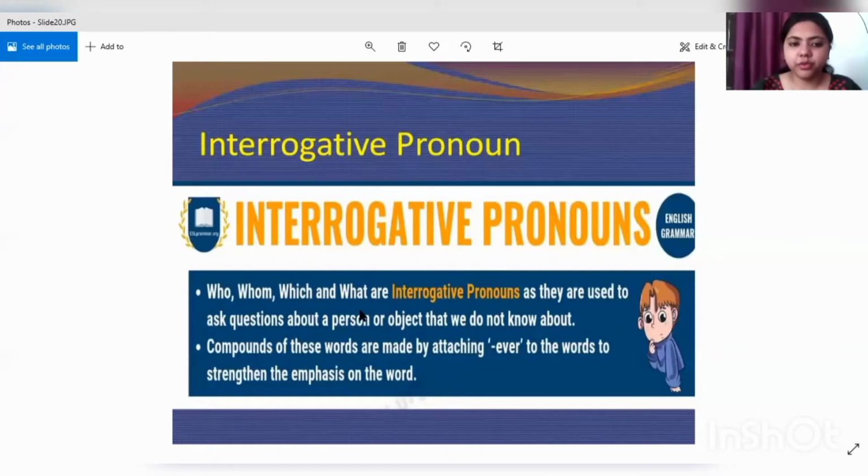So who, whom, which, and what are interrogative pronouns as they are used to ask questions about a person or object that we do not know about. All right. And compound forms of these words are made by attaching ever to the words to strengthen the emphasis of the word.